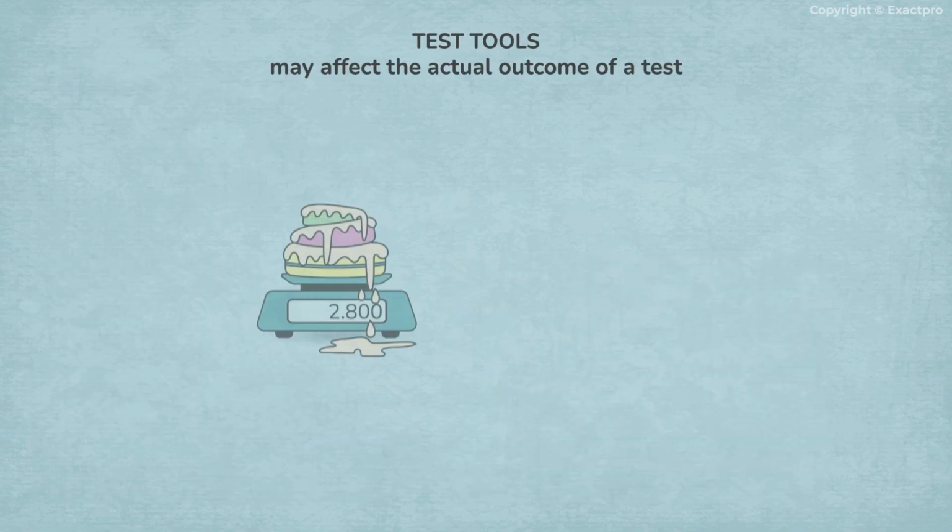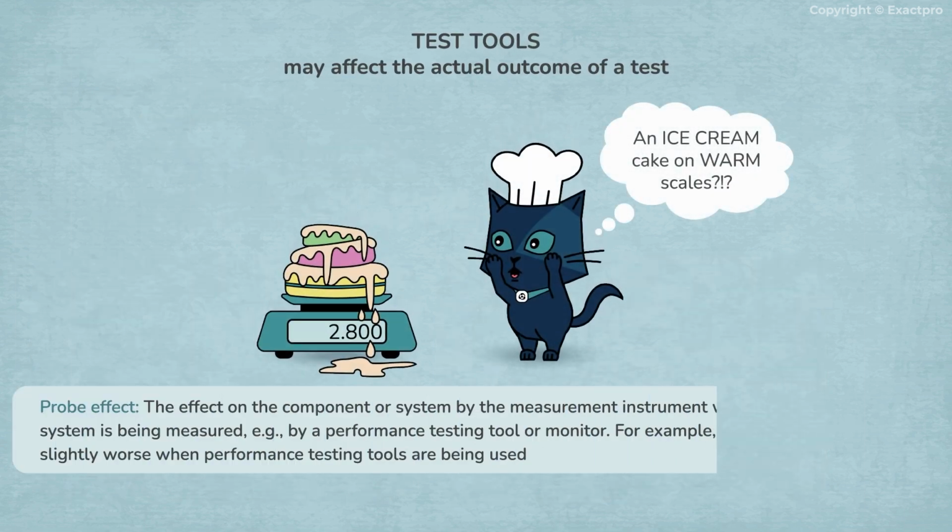Keep in mind that there are types of test tools that can be disruptive, which means that they may affect the actual outcome of the test. It is similar to the observer effect, which states that the mere observation of the phenomenon inevitably changes it. For example, the actual response times for an application may be different due to the extra instructions that are executed by a performance testing tool. This consequence is called the probe effect.